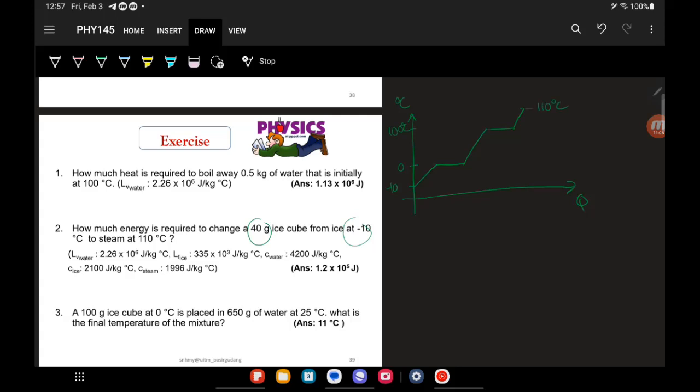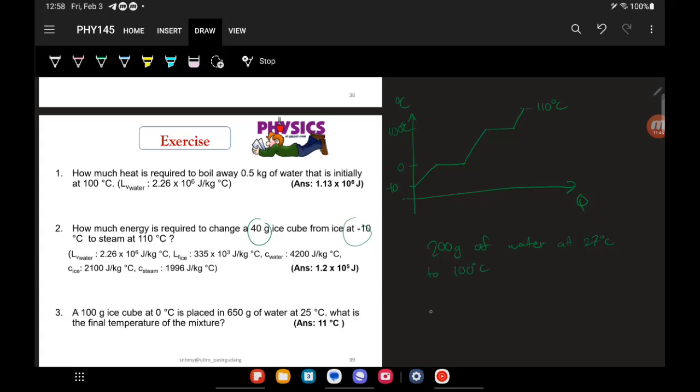Okay, so how to determine this? Remember that the question is about how much energy. We already did this before. If you look at question 1, how much energy is required to increase 200 gram of water at 27 degrees Celsius to 100 degrees Celsius.